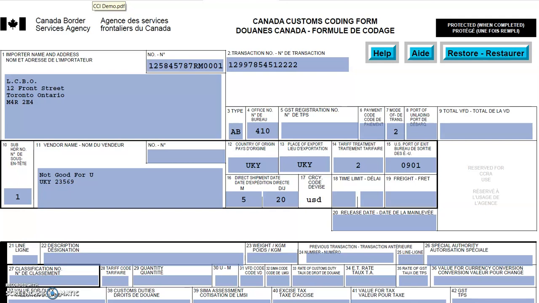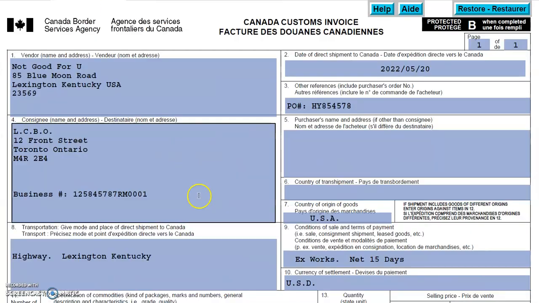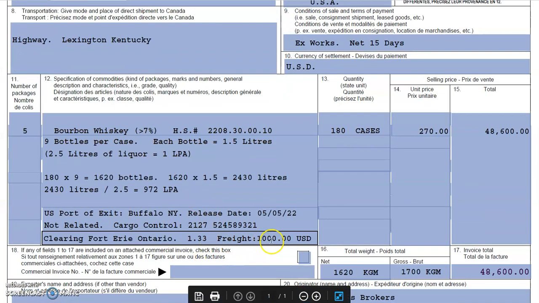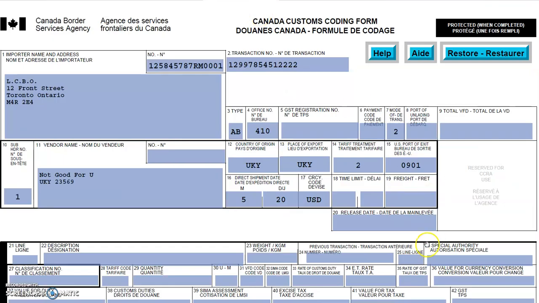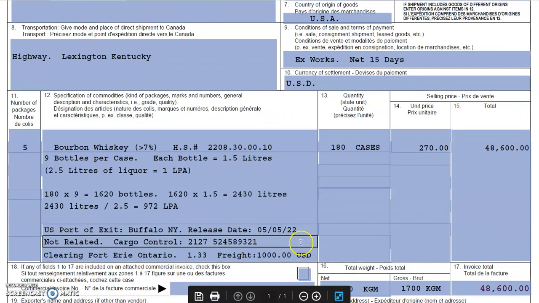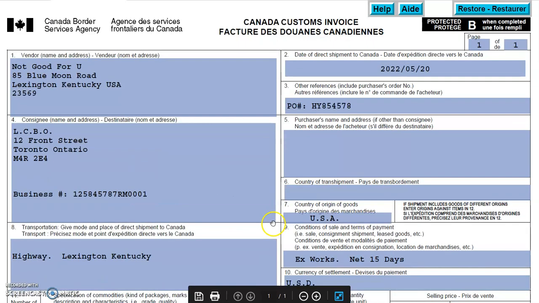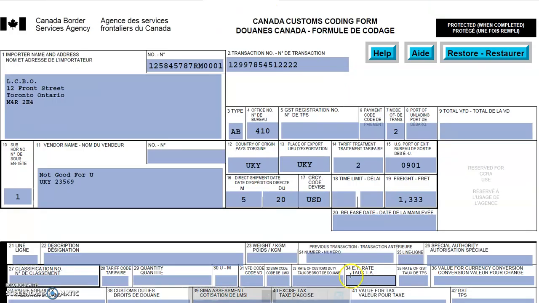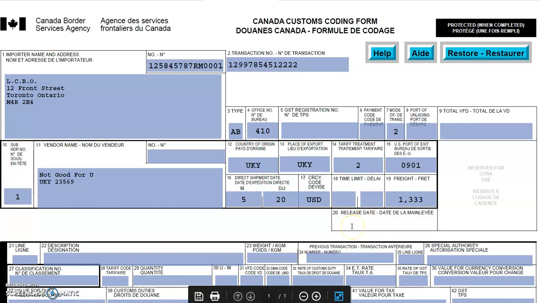The currency is United States dollars. The freight is $1,000 USD, but we have to change it to Canadian, so multiply by 1.33, and we get the freight being $1,330. The release date we've got down here as May the 5th, so put that down: May 5/22.